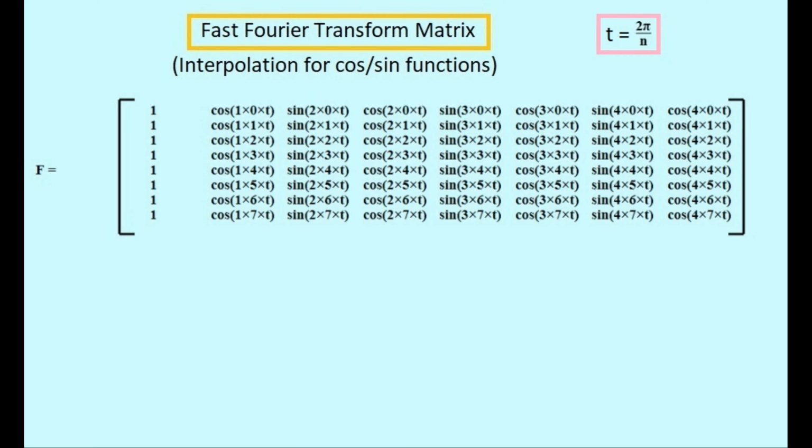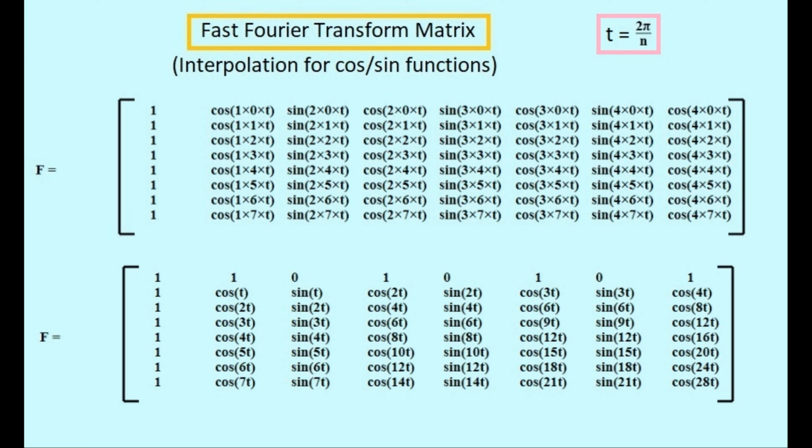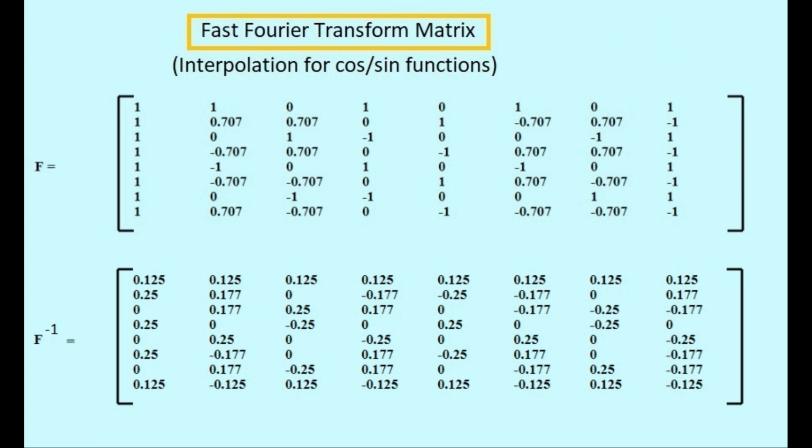And here is the fast Fourier transform matrix. It transforms a time-sampled vector into a multi-frequency vector. It performs a Fourier transform on a sample of points in time very quickly. And here it is again in a more simplified form. And here it is evaluated for an 8 by 8 matrix, and its inverse is calculated too, which can turn a multi-frequency vector back into a time-sampled vector.